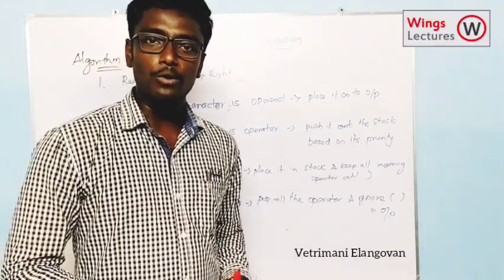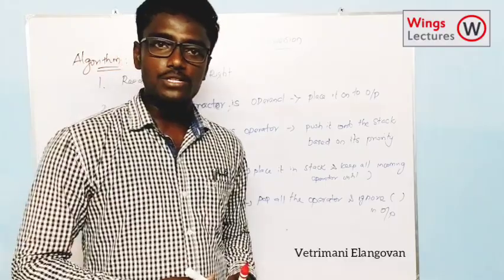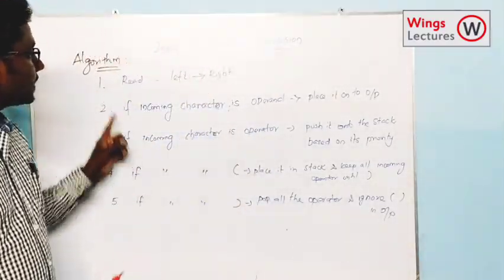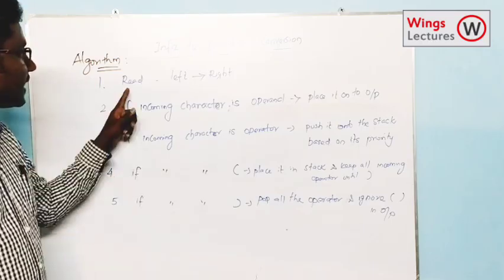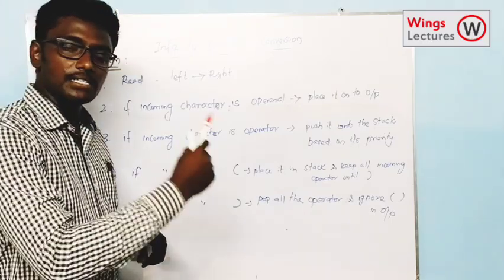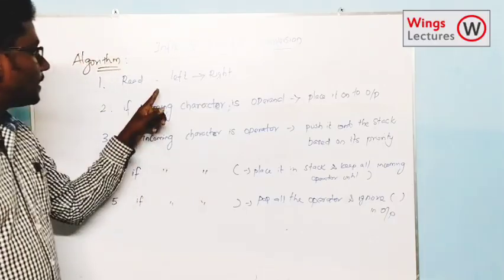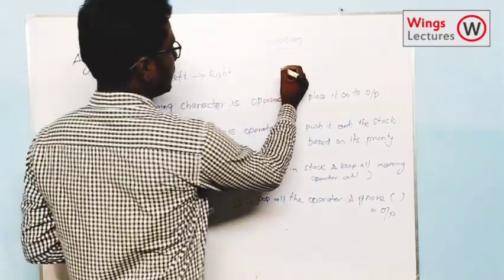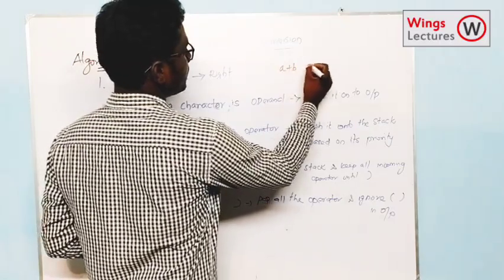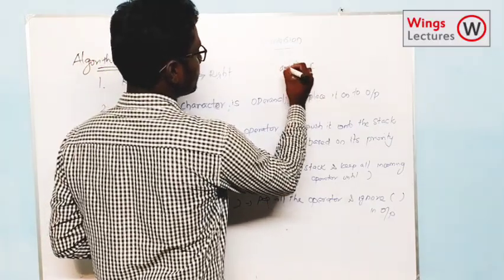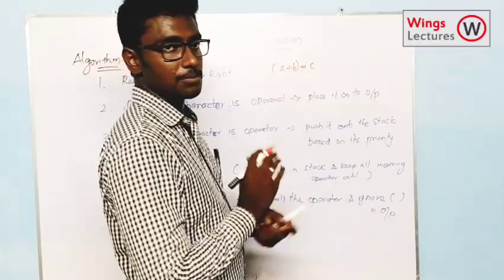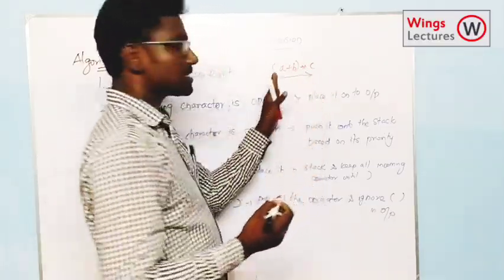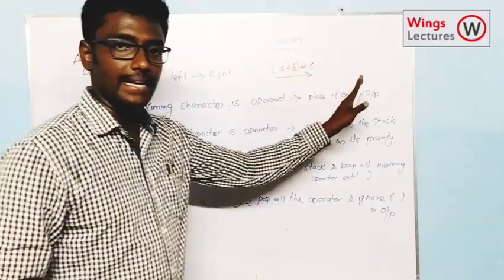Today we are going to see about infix to postfix conversion using stack. See here we have the algorithm. The first step of the algorithm is we have to read the given expression from left hand side to right hand side. For example, A plus B star C. So here is a given infix expression. Okay, so you have to read the expression from left hand side to right hand side.